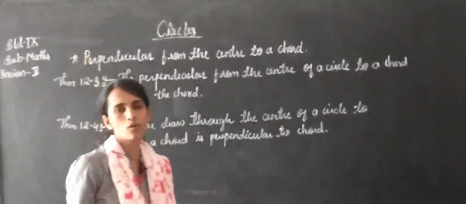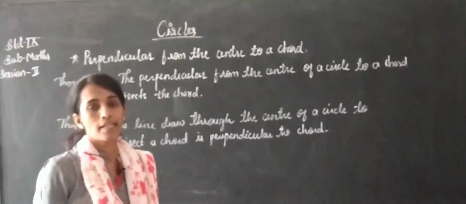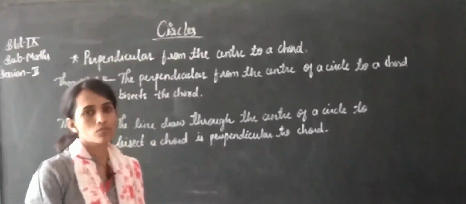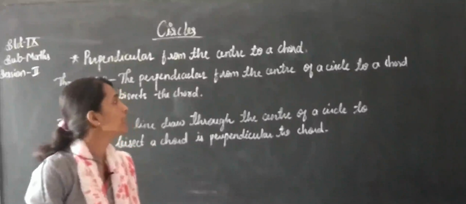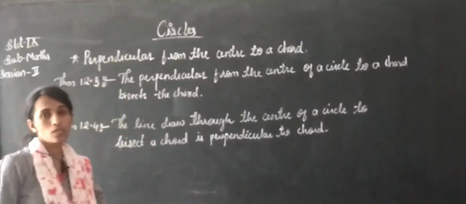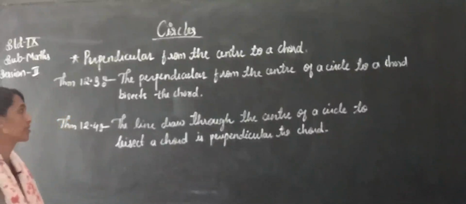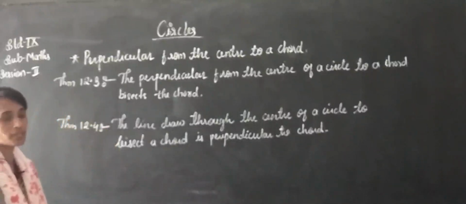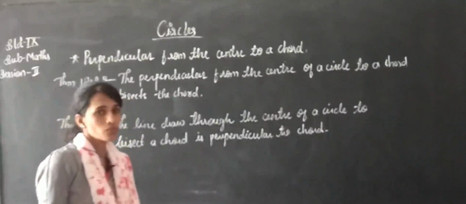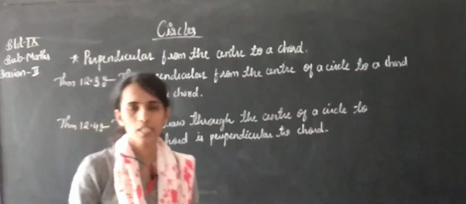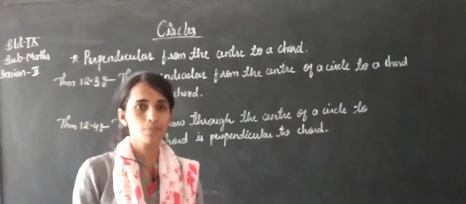We already know the chord is any line segment which joins any 2 points on the circle. Then, what is the perpendicular from the center to the chord? There is a theorem for it, theorem 12.3. What is that theorem? As I already told you, the proofs of the theorems are skipped. I am going to explain only the statements of the theorems.